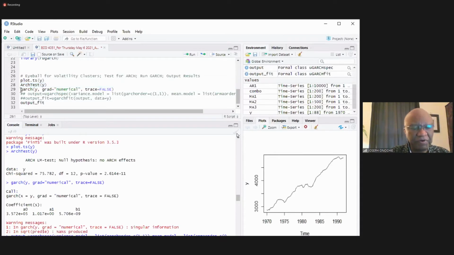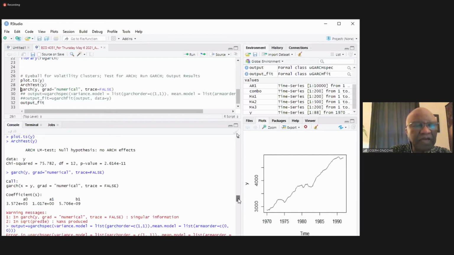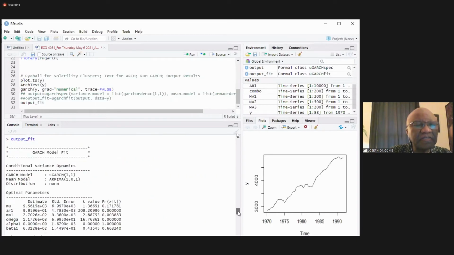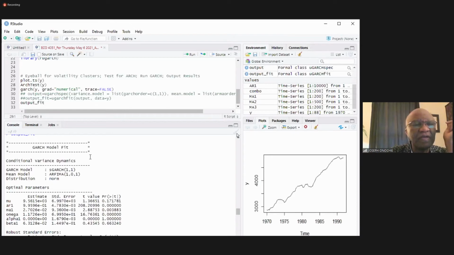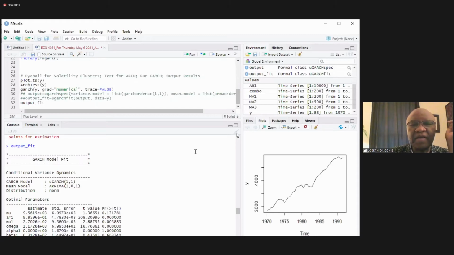Okay, so let me run this. I already did it, so let me not waste time. I already did it, so let me go down here. I ran it earlier on. Okay, I ran the GARCH and I told it to give me the output. So look, I ran this equation on line 29. Everybody see that? I ran it and then on line 32, I said, give me the output of this GARCH model. So this is the output here.